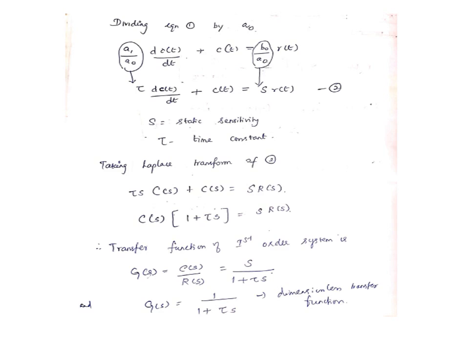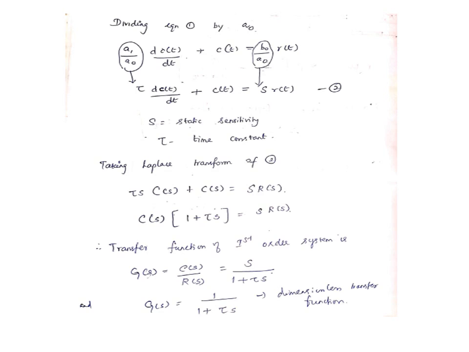Dividing the equation 1 by a0, I will be getting a1 by a0 into dc of t by dt plus c of t, which is equal to b0 by a0 r of t. And a1 by a0, we are going to take as tau, the time constant, and b0 by a0, we are going to take as K. This is the static sensitivity and tau is the time constant.